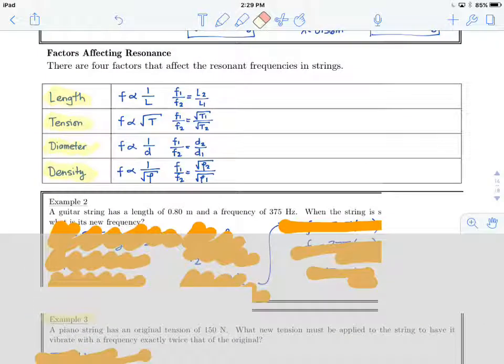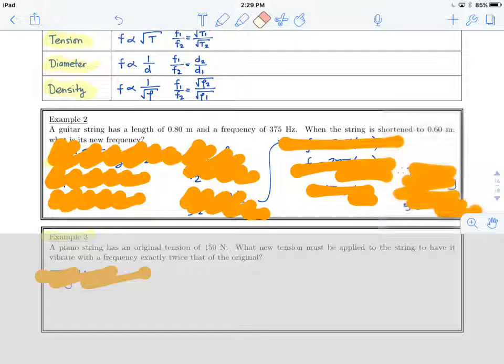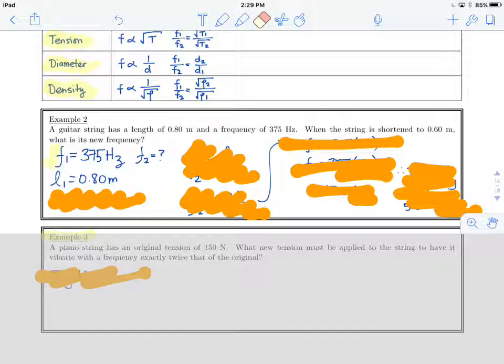A couple of examples to show you how we deal with this. A guitar string has a length of 0.8 meters and it has a frequency of 375 hertz. When the string is shortened to 0.6 meters, what is its new frequency? Here's what we know. F1 is equal to 375. F2 is our unknown. Here's L1 and L2.